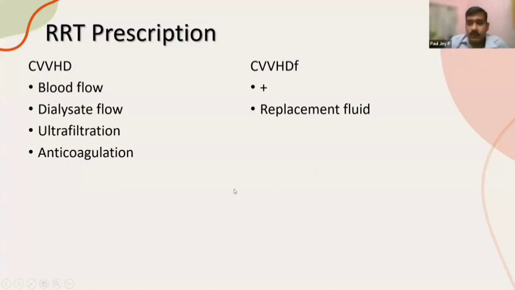Now, once the patient has been decided to initiate, we need to give a prescription. And the usual modalities of CRRT, which we popularly use, are CVV hemodialysis and CVV hemodiafiltration. And in both, we need to give the blood flow, the dialysate flow, the net fluid removal, and the anticoagulation to be employed, and in CVVHDF, we need to give the replacement fluid dose also.